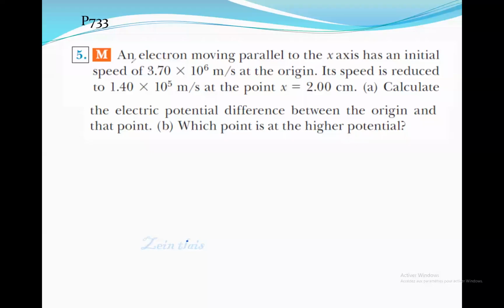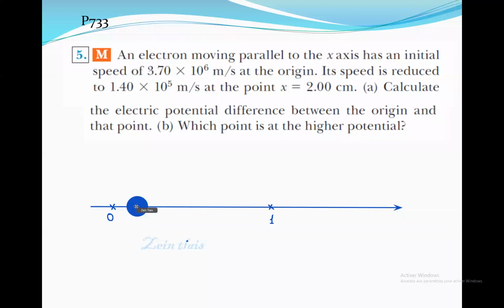Problem 5: an electron moving parallel to the x-axis has an initial speed. First of all, we have the x-axis, and an electron is moving to the right from this point to this point. Initially, this point is at the origin. So here we have the origin O, and here let's say we have the point 1.